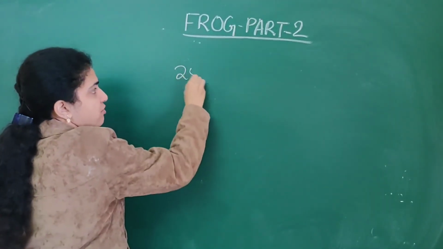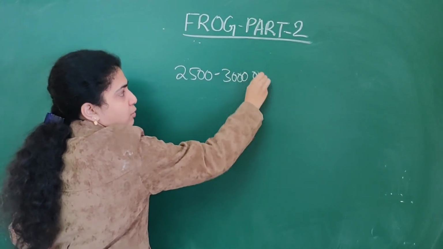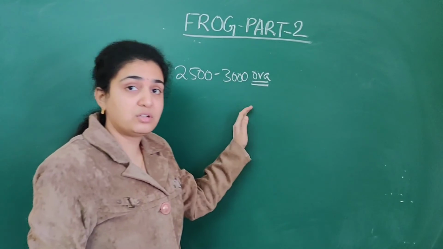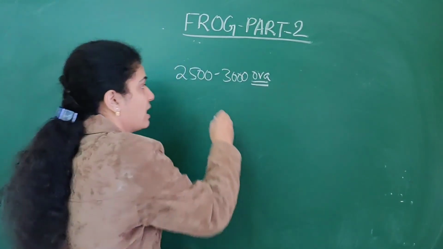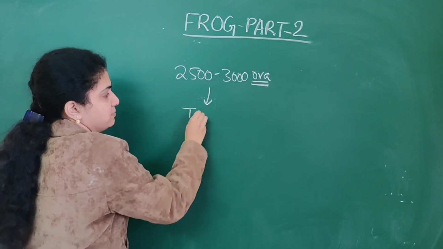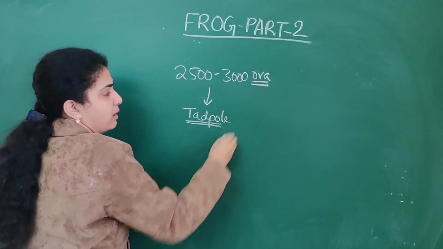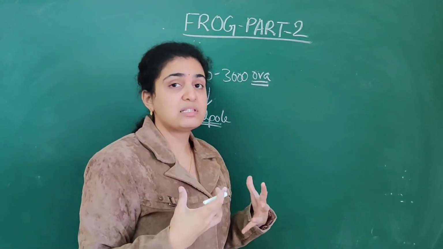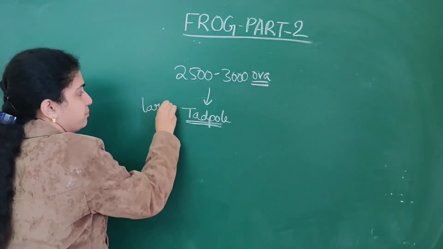About 2500 to 3000 ova are produced by the female frog. They undergo a stage that is called the tadpole stage. Like the larval stage is present in the frog, that larval stage is called the tadpole.